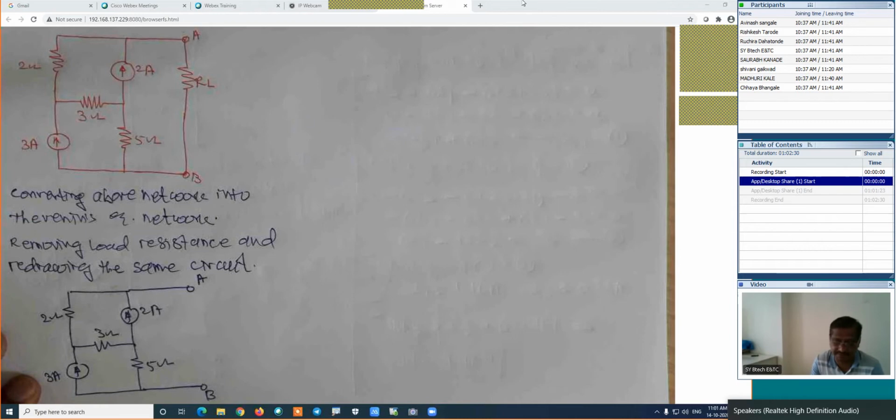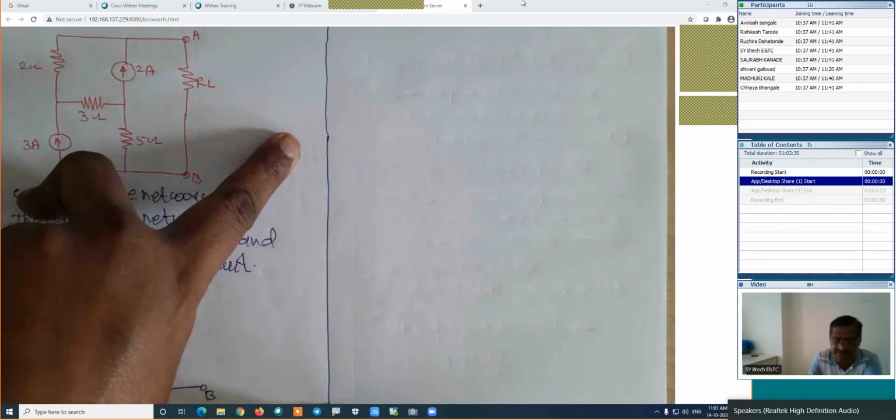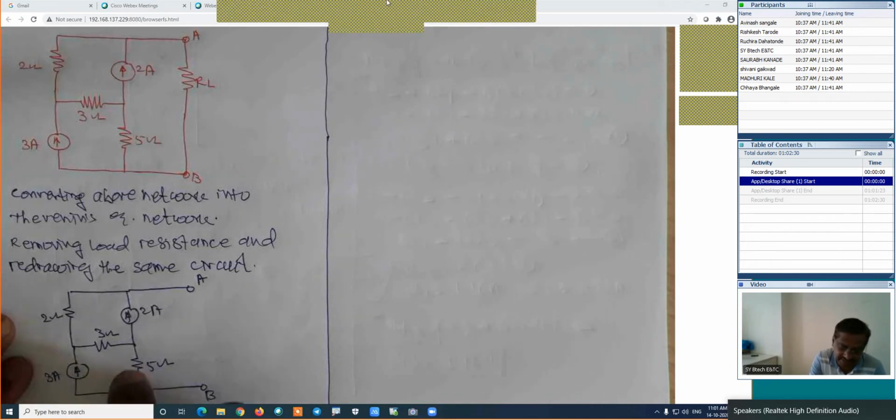That's why we have to use another path, and that path should not consist of the current source while calculating the voltages. So if we are interested in the calculation of VTH, we have to use this path, which indirectly requires the calculation of current in 5 ohm, 3 ohm and 2 ohm. Then we are in a position to find the value of VTH, which is nothing but the Thevenin's equivalent voltage. Now which method do we use for the calculation of the current in this branch as well as in this branch?